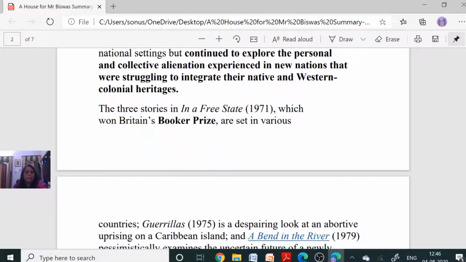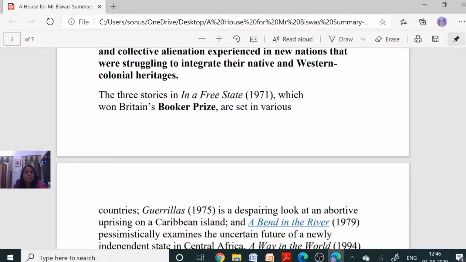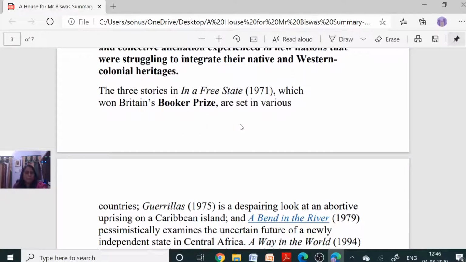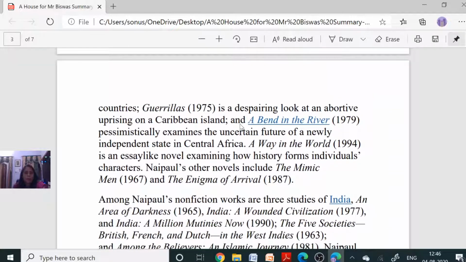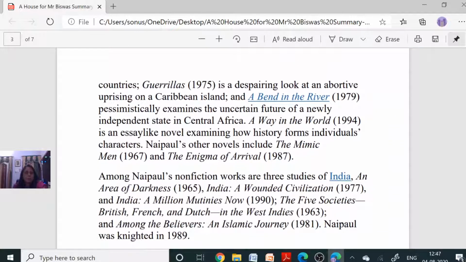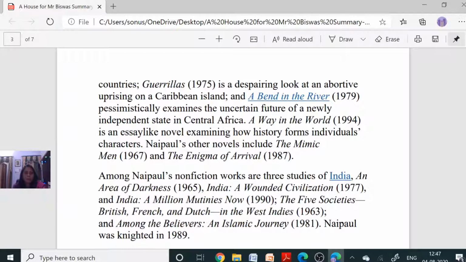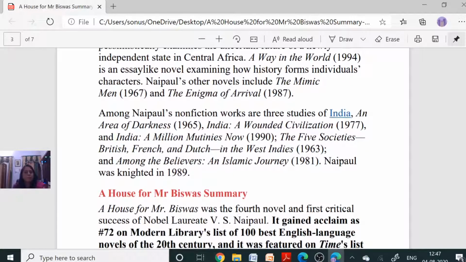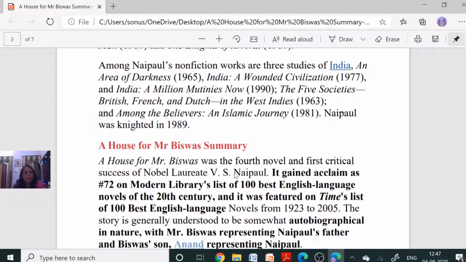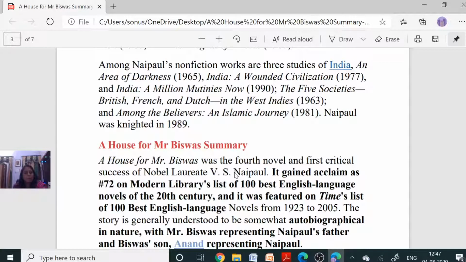Then he has three books which won him the Booker Prize and which are set in other countries. Then here you have the details of his other novels. So these are the things that you must remember about V.S. Naipaul as a writer. Let's look at the summary of A House for Mr. Biswas.